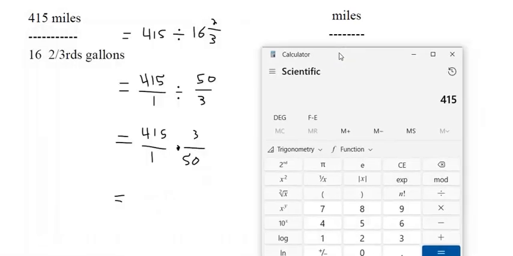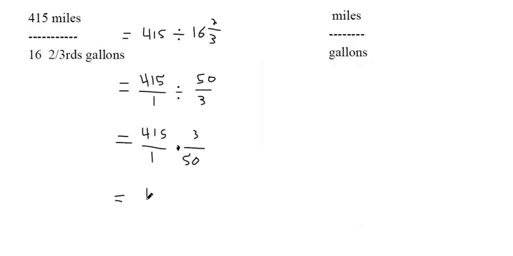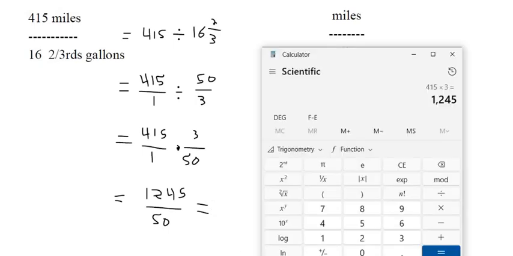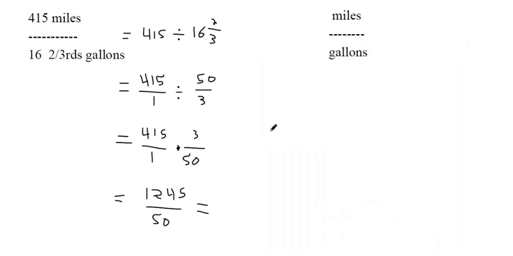So 415 times 3, 1,245 in the numerator. And then we got 50 in the denominator. And we can simplify that because this ends in a 5, this ends in a 0, so that means the top and the bottom are both divisible by 5. So let's divide the top by 5, that makes 249. And the bottom, when we divide that by 5, we get 10.